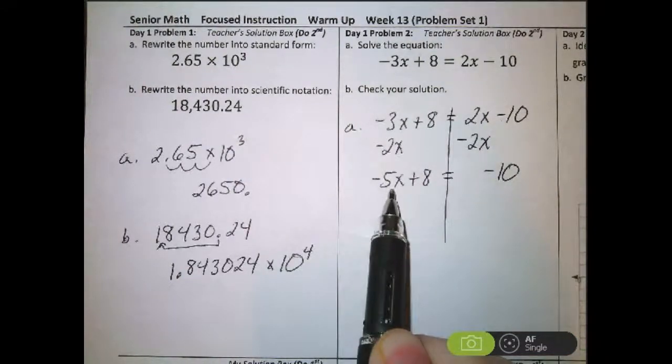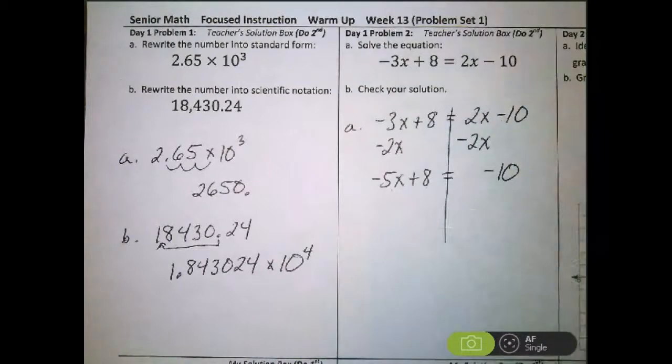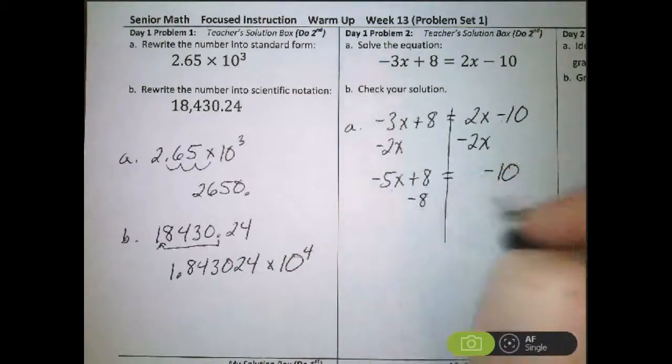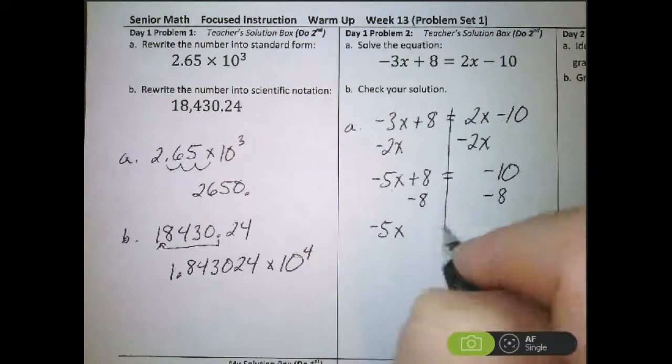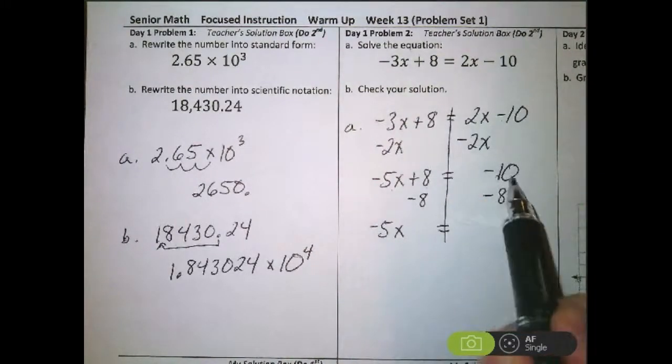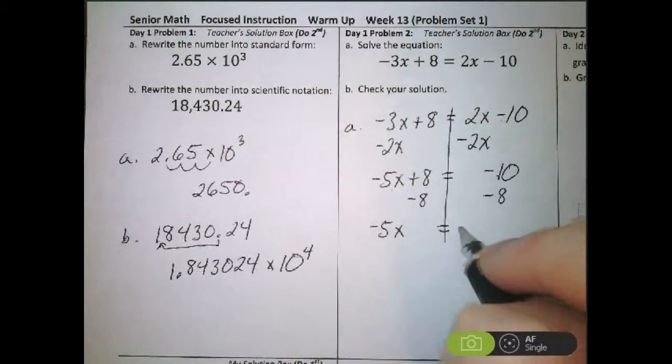Here's the x term. Next to the x term, there's plus 8. Let's remove that. Take away 8, take away 8. The negative 5x comes straight down, equals negative 10, subtract 8 is negative 18.